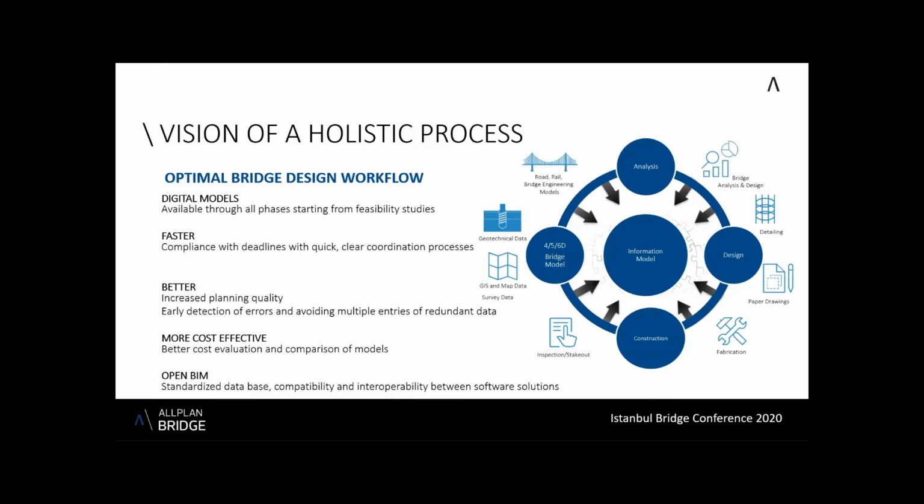To explain our vision of a holistic process, on the right side we see basically how we imagine it should be. We should have one common information model, which includes information from design, analysis, construction, and 4D, 5D, and 6D information. The optimal bridge design workflow would require digital models which are available throughout all the phases, starting from feasibility studies. They need to allow us to work faster, so we can comply with deadlines with quick and clear coordination processes. They have to offer better quality, so we have to increase the planning quality. And of course, we have to have early detection of errors and avoid multiple entries of redundant data.